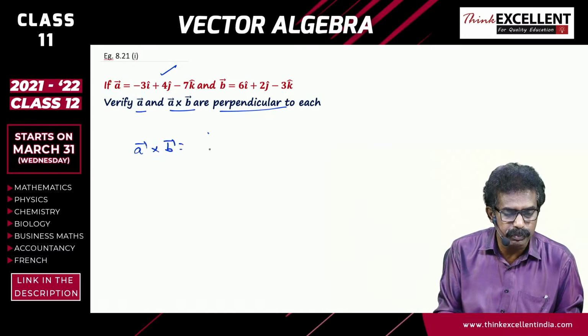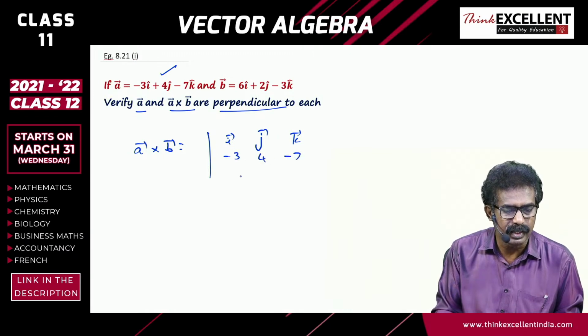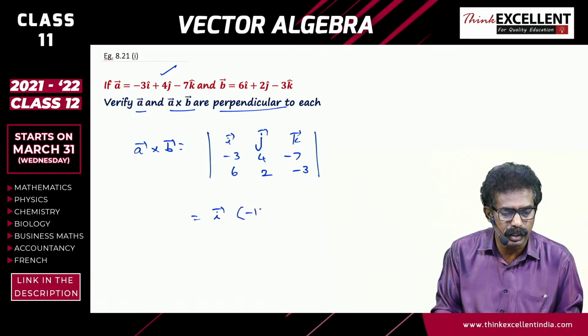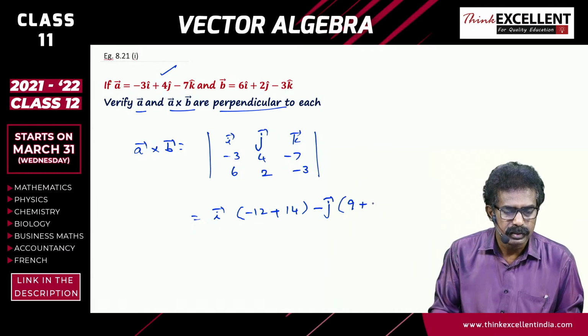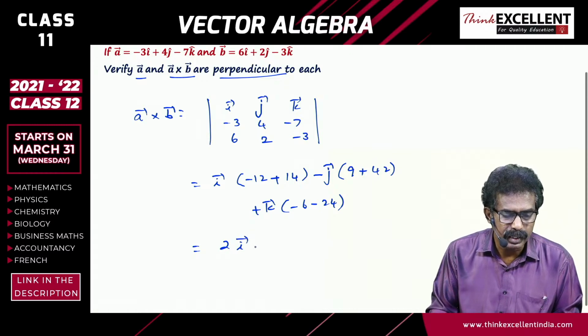How can you find A cross B? Write it as a determinant. First row you write I, J, K. Second row, A coefficients: -3, 4, -7. Then B coefficients: 6, 2, -3, right? Look at this, expand it. I vector into, leaving that row and column, 4 into 3, -12, -14, plus 14. Second one, you take minus J vector into, leaving that row and column, 9 plus 42, 7 sixes are 42, right? Then finally plus K vector into, leaving that row and column, -6, -24. So you are getting 2I minus 51J minus 30K. This is the value.